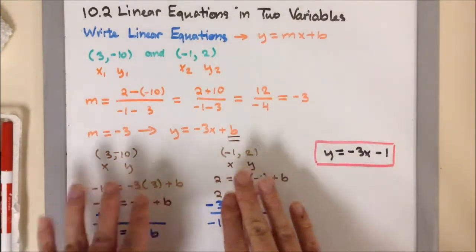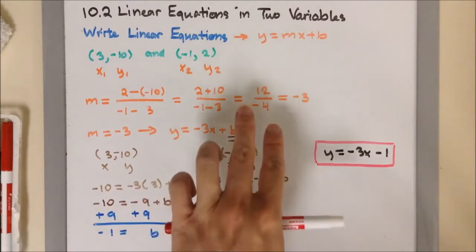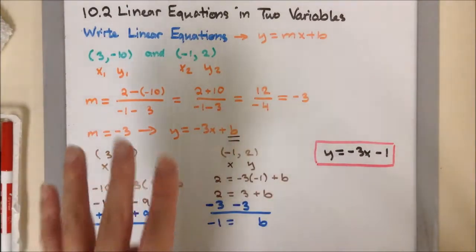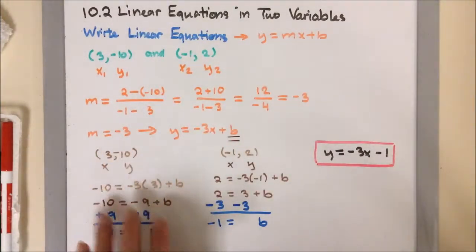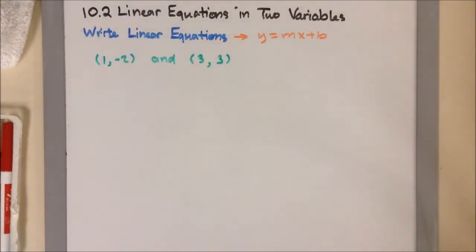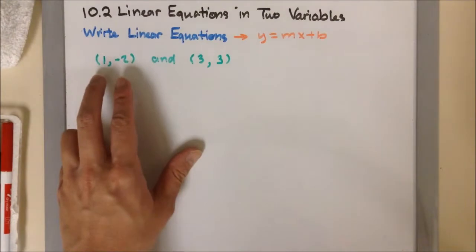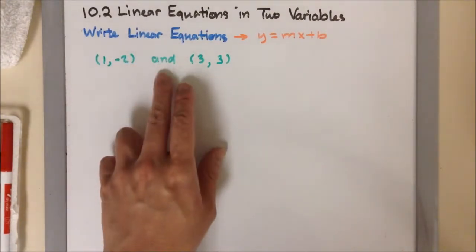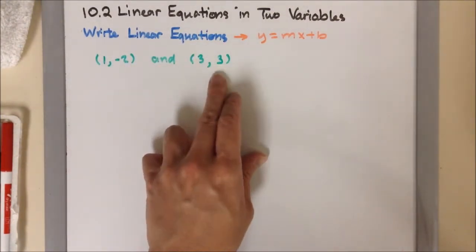Again, it doesn't matter which corner point you use, as long as you found the slope correctly and then work out correctly when plugging in the points to find your b-value. In this next example, our first corner point is (1, -2) and our second corner point is (3, 3).